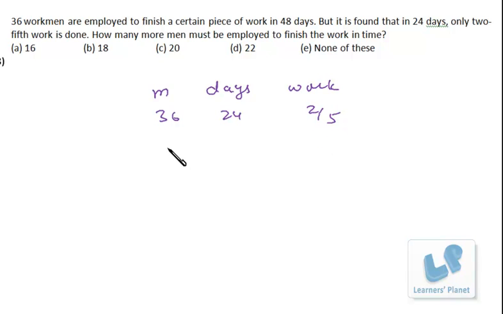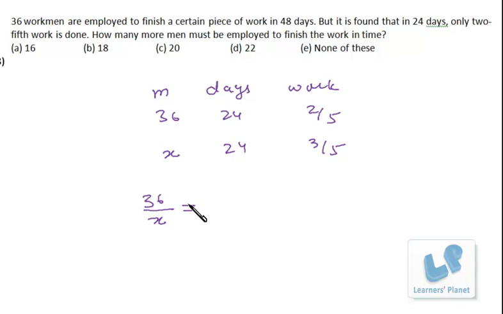What are the remaining days? Out of 48 days, 24 days are already gone, so the remaining days are 24 only, and the remaining work is 3/5. And I have to find the number of persons. Now we have to see the relationship among these three. What is the unknown quantity? I write 36 by x on the left hand side, that means I am putting the unknown quantity on the left hand side.